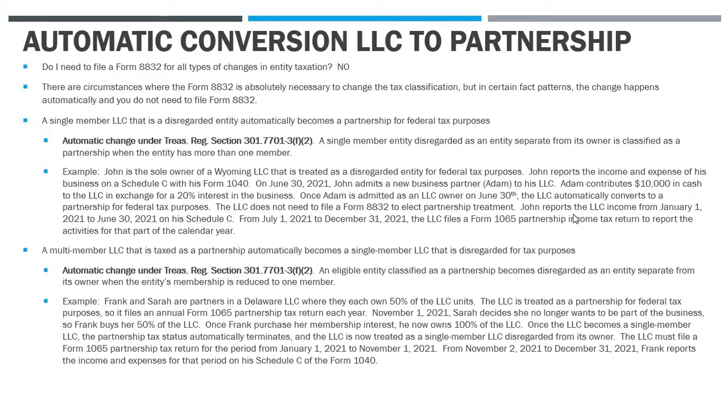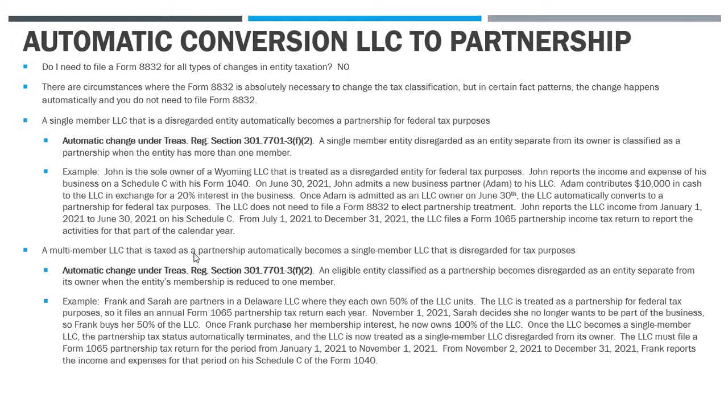Now, John still has to report the LLC income from Jan 1, 2021 to June 30th on his Schedule C because the entity was still a disregarded entity where he was the 100% owner for that one half of the year. And then July 1 through the rest of the year, the LLC is filing a Form 1065 partnership tax return to report the activities of the entity for that part of the calendar year. So that's a very common fact pattern that happens, right? So again, you don't file an 8832 to make this change. It just happens automatically.